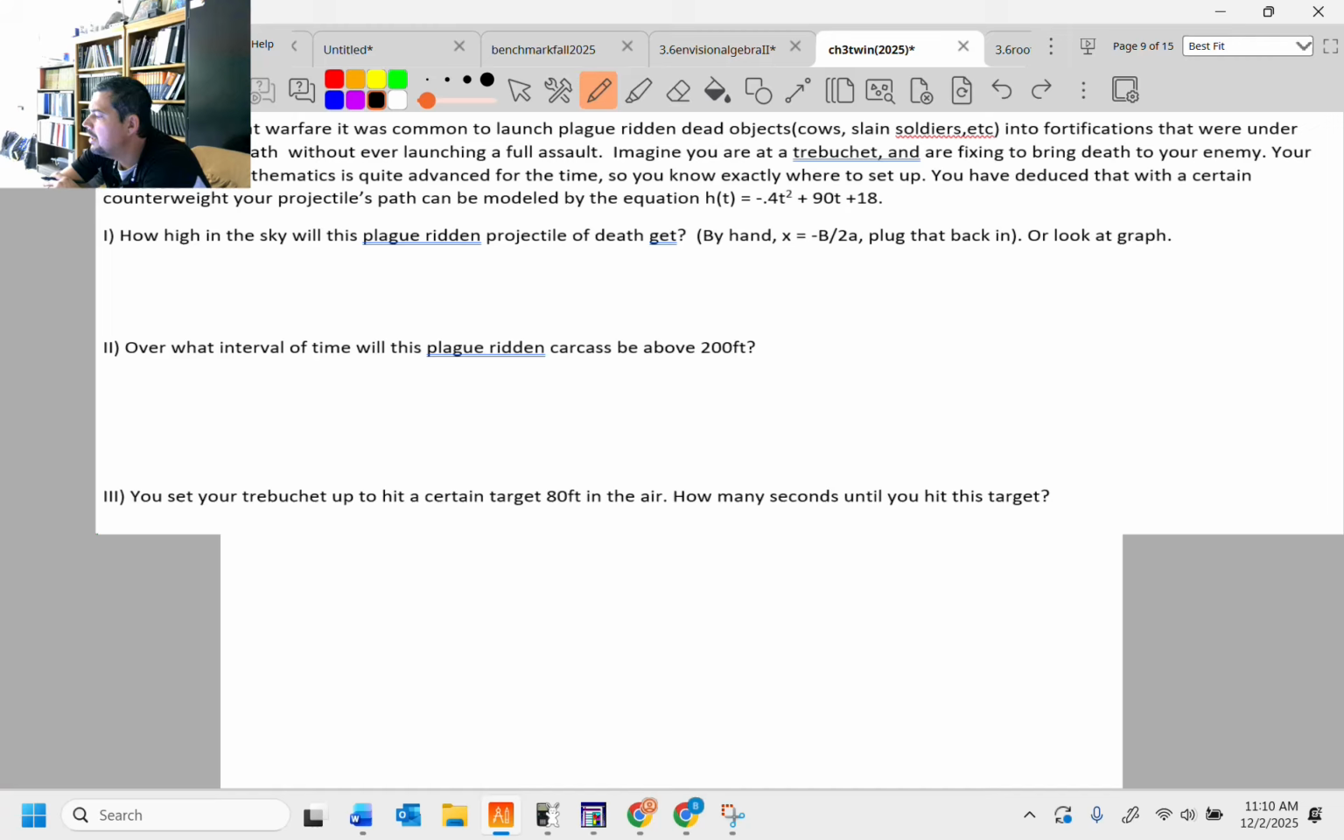Imagine you are at a trebuchet and are fixing to bring death to your enemy. Your knowledge of mathematics is very advanced for your times. You know exactly where to set up. You have deduced that with a certain counterweight, your projectile's path can be modeled using this equation, which is not quite correct for this. But, we're going with it. How high in the sky will this plague-ridden projectile of death get? By hand, you can use opposite b over 2a and plug it back in, or you can just look at the graph, and I'm just going to look at the graph.